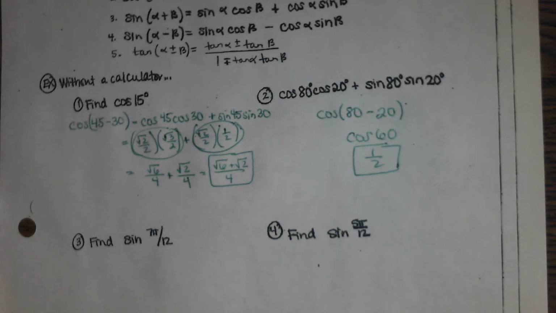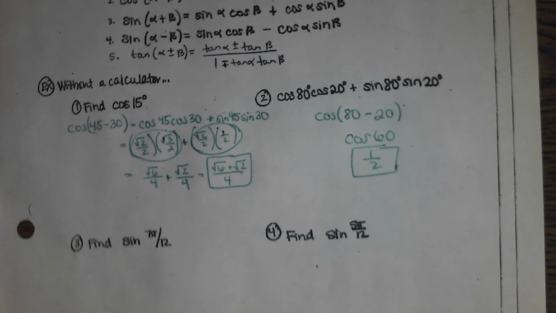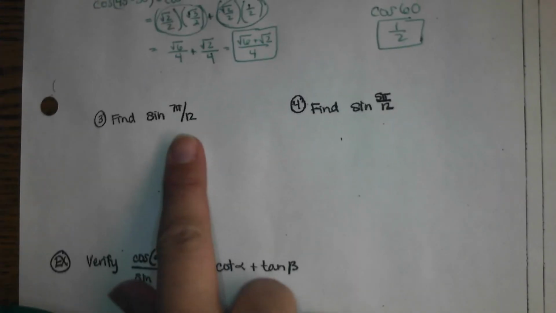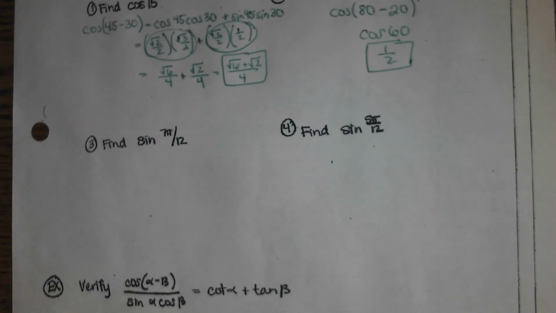Degrees probably a little bit easier because we're more fluent with regular numbers. When you jump down to number 3, we're trying to find the sine of 7 pi over 12. So we have to figure out what critical angles that we know add to 7 pi over 12 or subtract to 7 pi over 12.